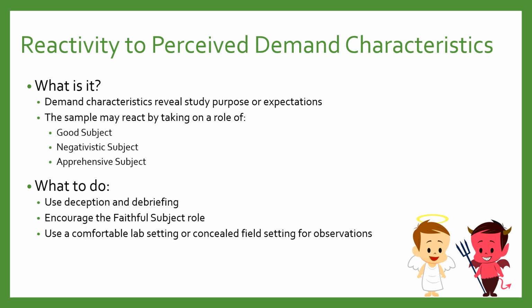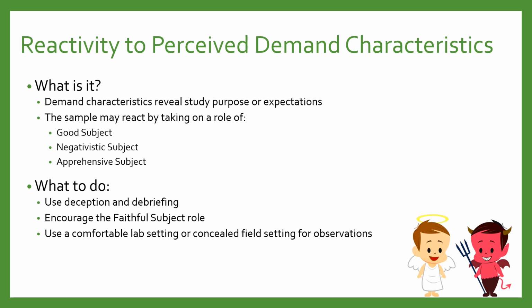So some ways to get around reactivity problems is to use deception and debriefing. So you mislead participants a bit at the beginning so they don't really know what your hypothesis is. And then after the study's over, you can let them know how they were misled and what the true purpose of the research was. But again, after they're done participating.